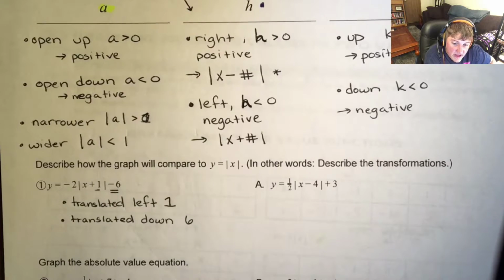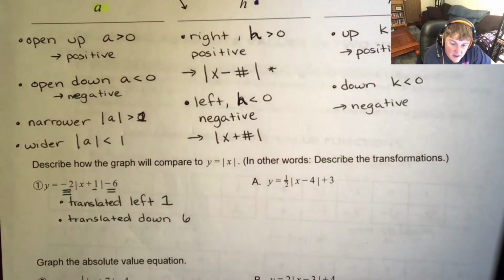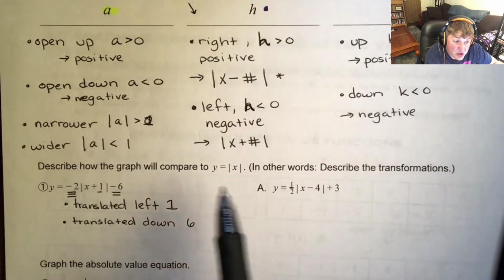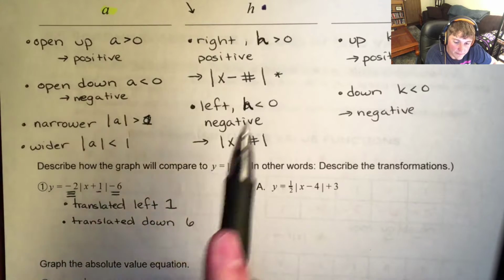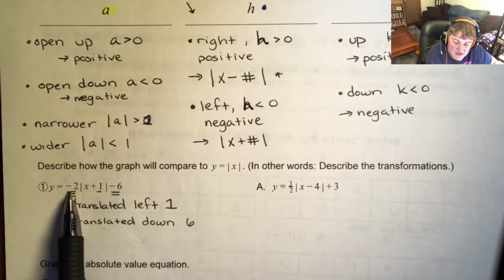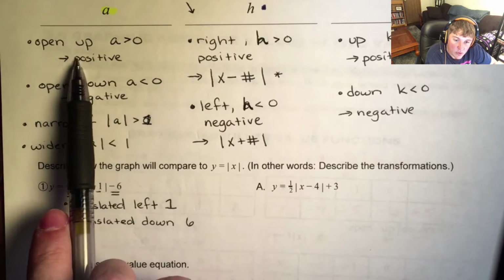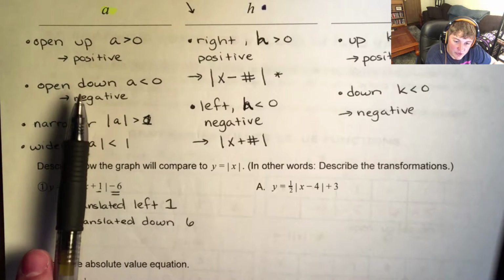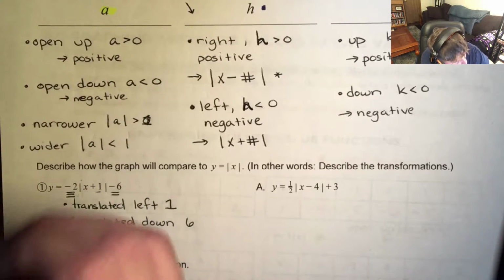Then I've got to look at the a value. There are 2 things that you're going to get from the a value: open up or open down, and narrower or wider. Let's look at this. Negative 2. Is that going to open it up or down? We know when it's positive, it's going to open up, and when it's negative, it's going to open down. Mine is negative, so it's going to open down.